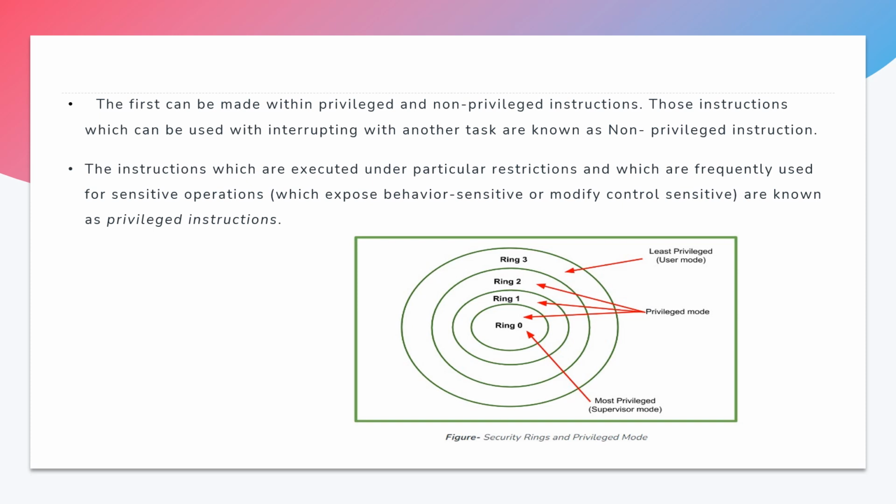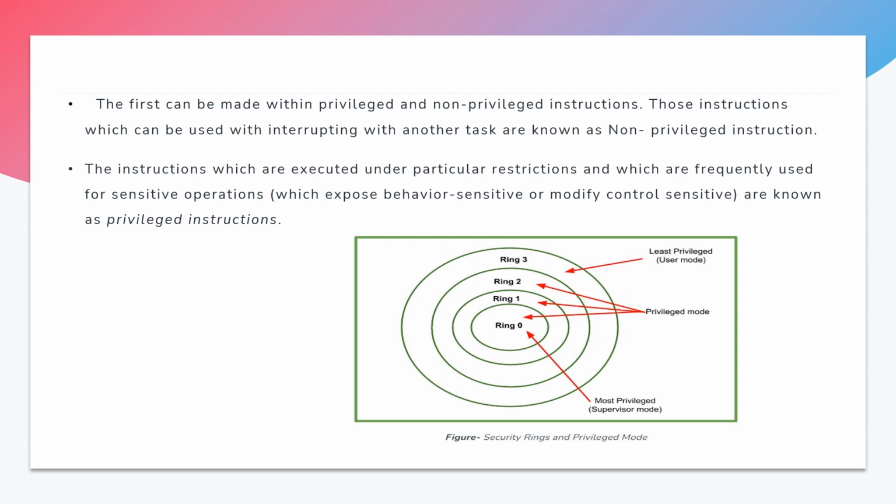The first distinction can be made between privileged and non-privileged instructions. Those instructions which can be used without interrupting another task are known as non-privileged instructions. The instructions which are executed under particular restrictions and which are frequently used for sensitive operations, which expose behavior-sensitive or modify control-sensitive state, are known as privileged instructions.